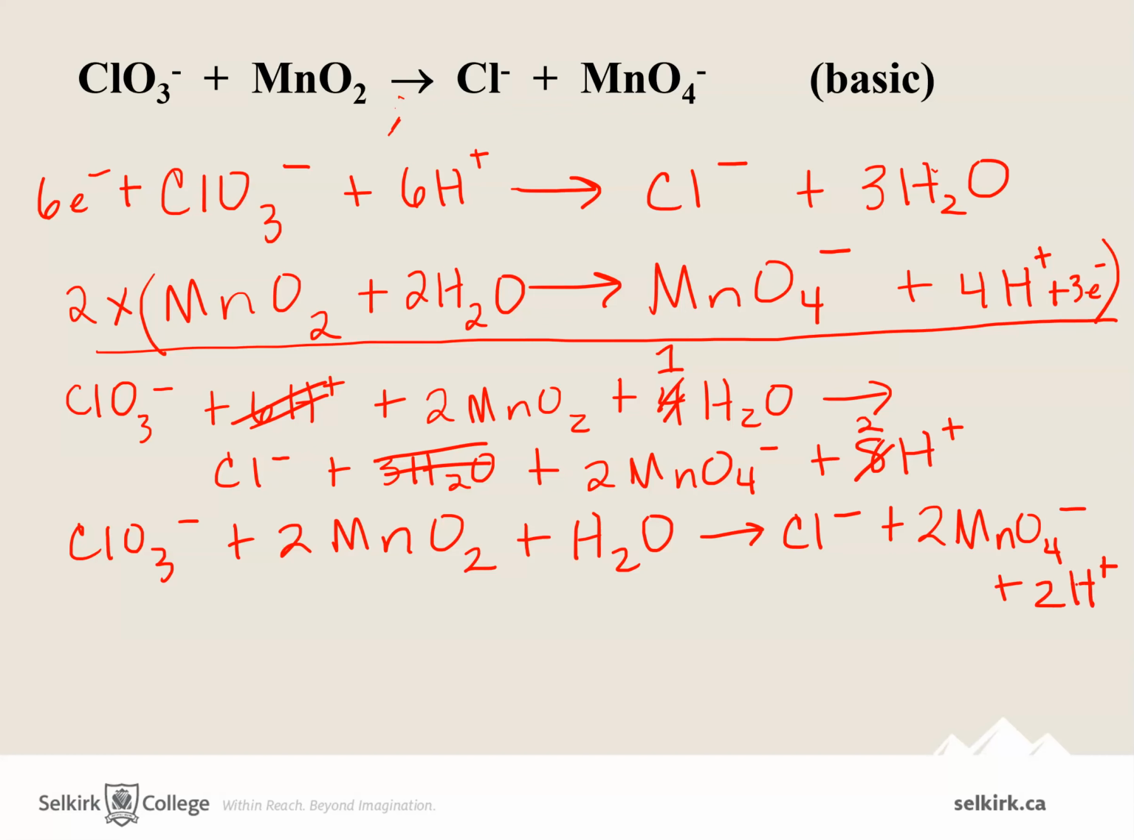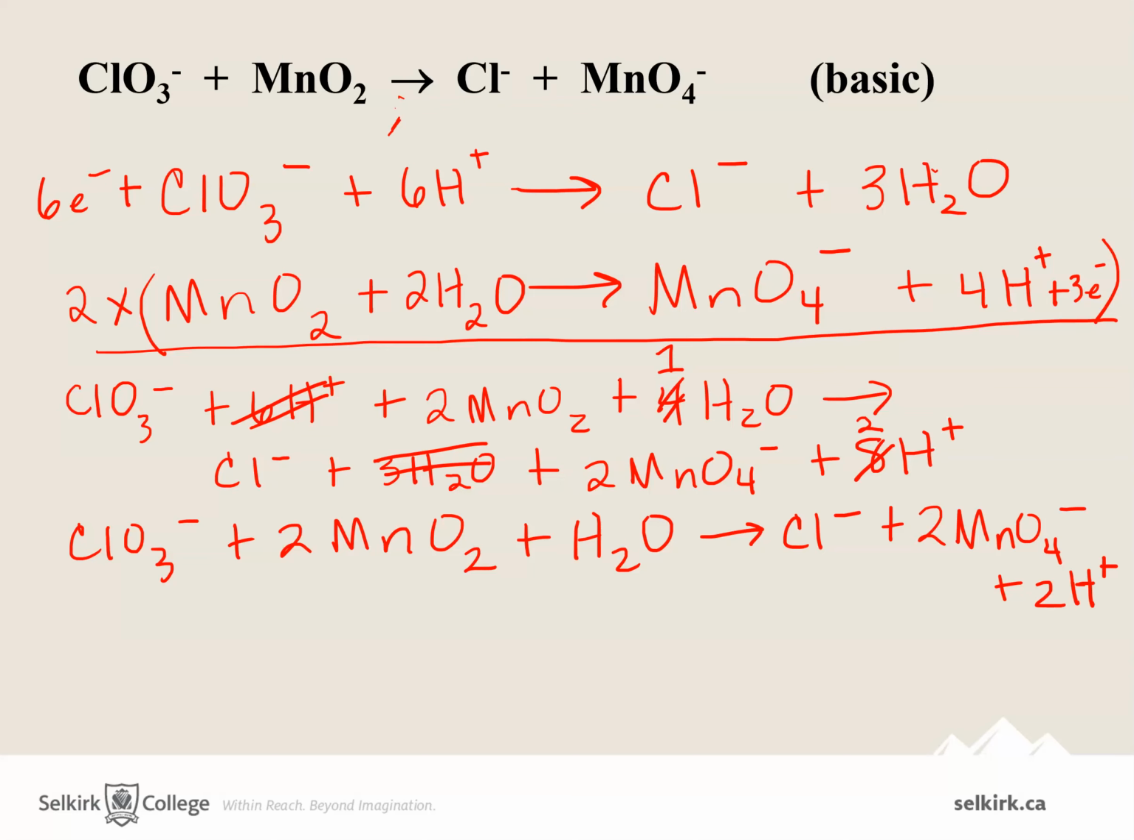Now, I check as often as I can. I'm going to check balance at this stage, even though I'm not done, because eventually I have to go into basic solution. Easier to catch a problem before you perpetuate it, though. Chlorine on the left, chlorine on the right. Oxygen on the left, let's see. 3 and 4 is 7, and 1 is 8 oxygen on the left. 8 oxygen on the right. Good. 2 manganese on the left. 2 manganese on the right. Hydrogen. 2 hydrogen on the left. 2 hydrogen on the right.